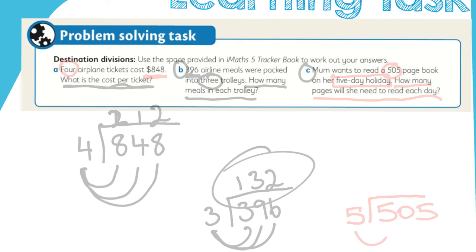How many 5s are in 5? There is 1, of course. How many 5s are in 0? It's important you put that 0 in. Don't just leave it out, okay? It really must stay in there. 0. And then how many 5s are there in 5? There is 1. So Mum would need to read 101 pages per night. All right, hope that made sense. Good luck.